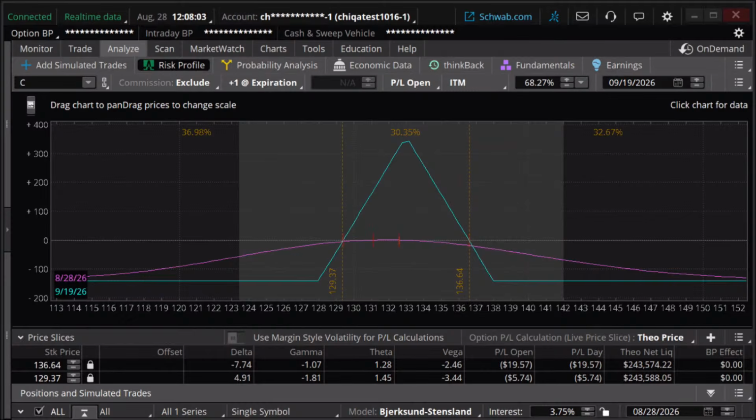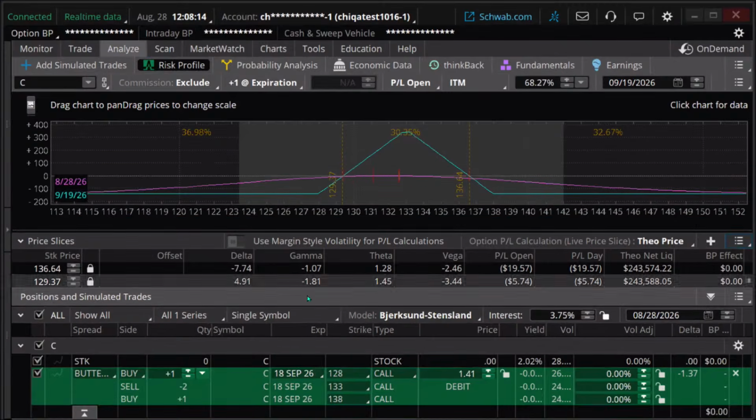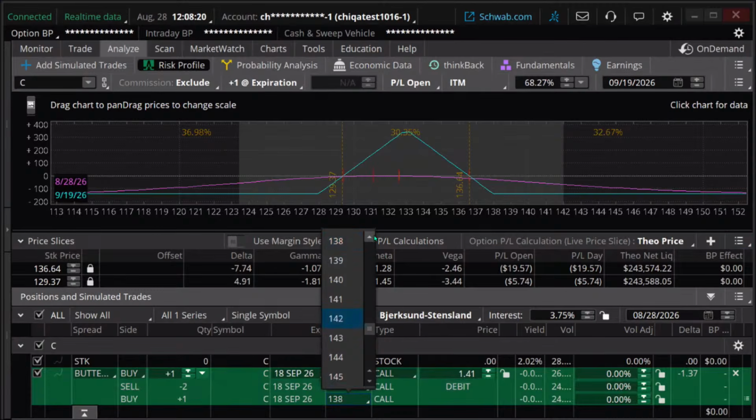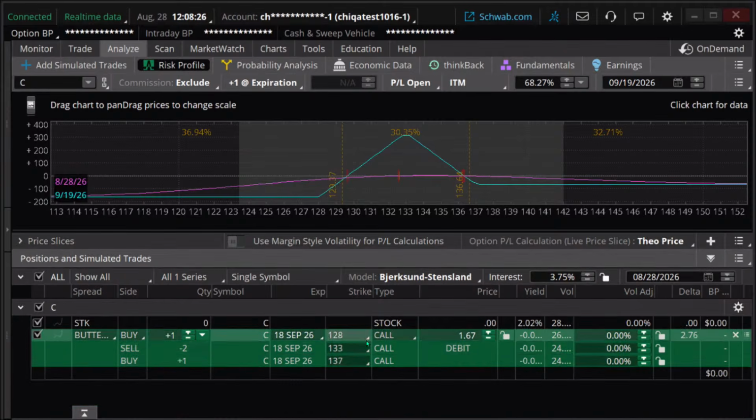butterfly looks like. But I'm going to tweak it just a little bit for you here. Let's just tweak this trade. I'm just going to change one of these strikes and shimmy it down. 137. Did you see the change there? Let me just close those strikes down. I changed this strike. Look at that graph up there.